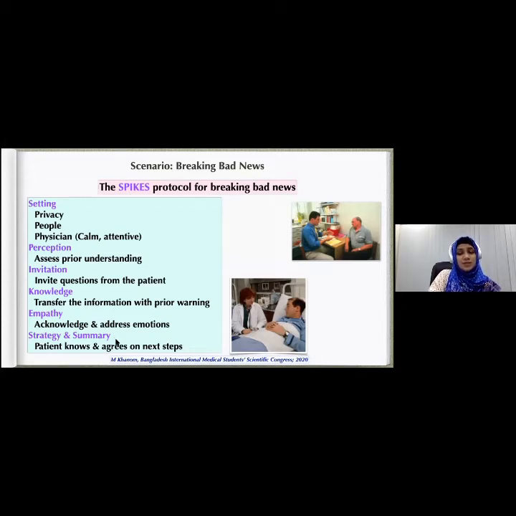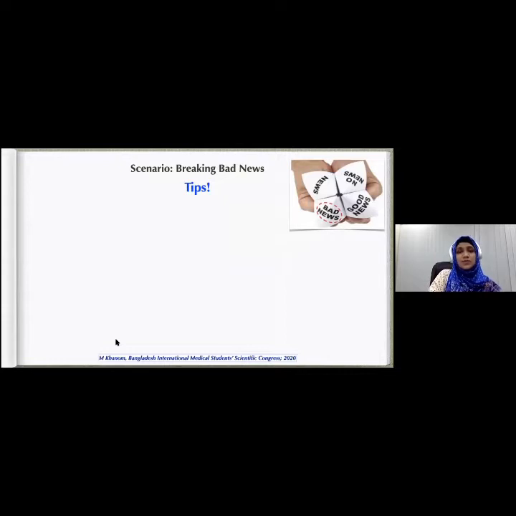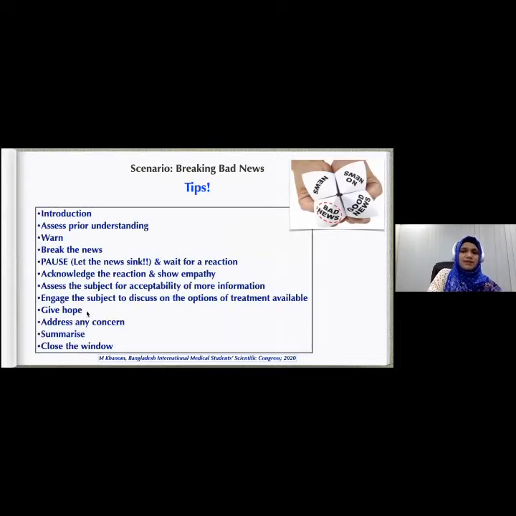Finally, the physician becomes able to convince the patient to accept the news. Some tips of handling the scenarios of breaking bad news. Again, I'm actually repeating the same information so that it creates an impact in your brain, and you don't actually need to think of, well, what I have to do next.